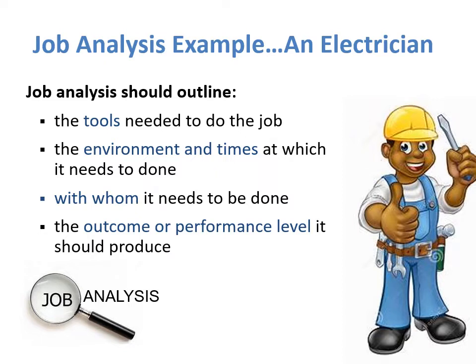And last but not least, if I'm doing a job analysis for an electrician, I would take a look at the outcome or performance level that they should be achieving. So we wouldn't want the job to be half wired. We'd need it to be completely wired and to be according to safety regulations as well. So the performance level would be that it's complete and that it meets all Canadian safety guidelines. That's just one quick example.